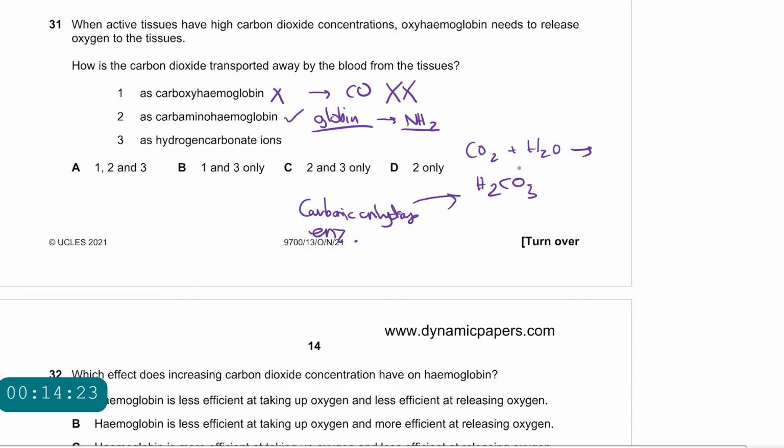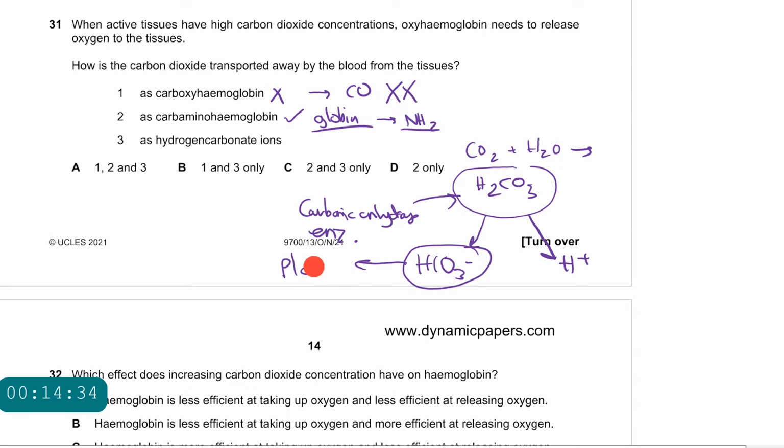Once carbonic acid is formed, it dissociates into hydrogen carbonate ions and H+ ions, and the hydrogen carbonate ions move out of the red blood cell into the plasma. Therefore, this is definitely correct. The answer is going to be C.